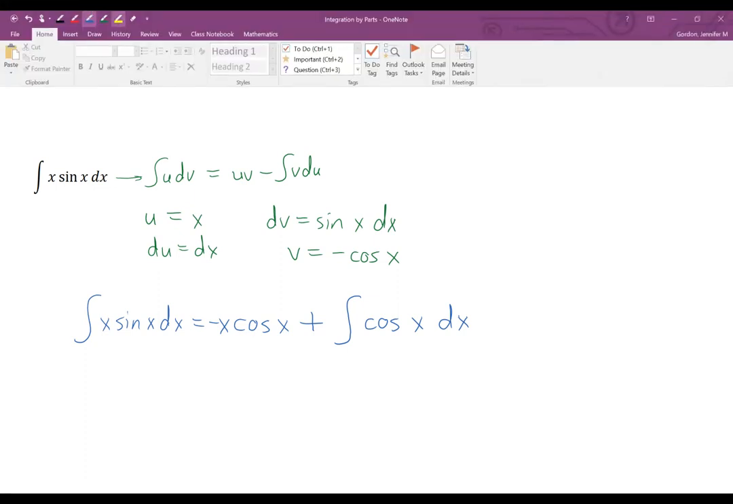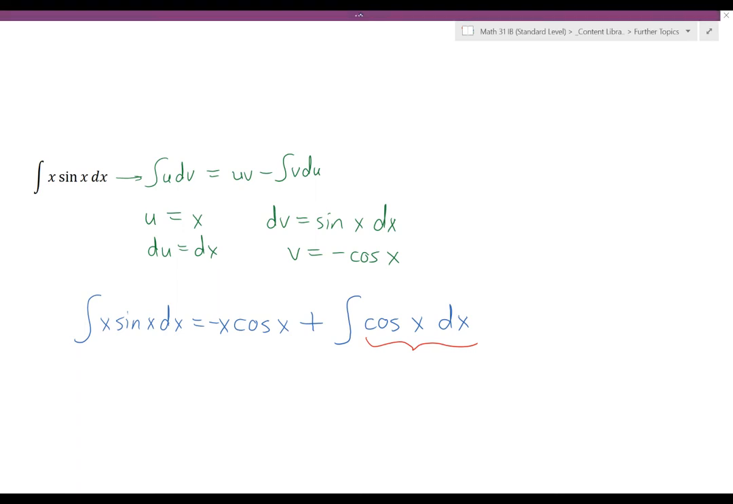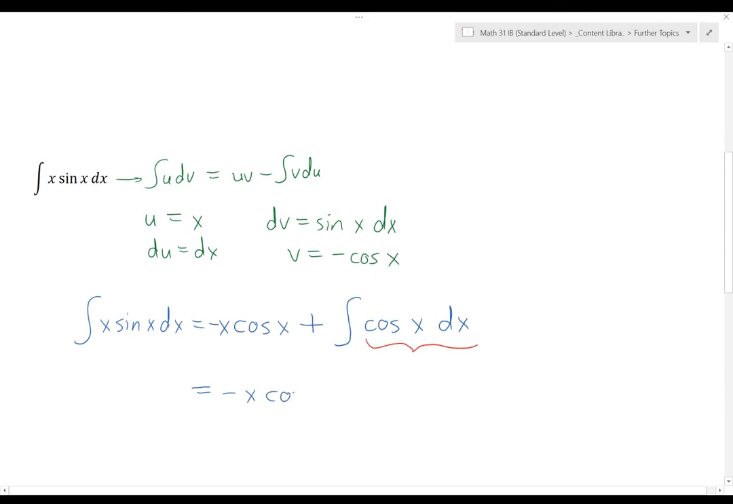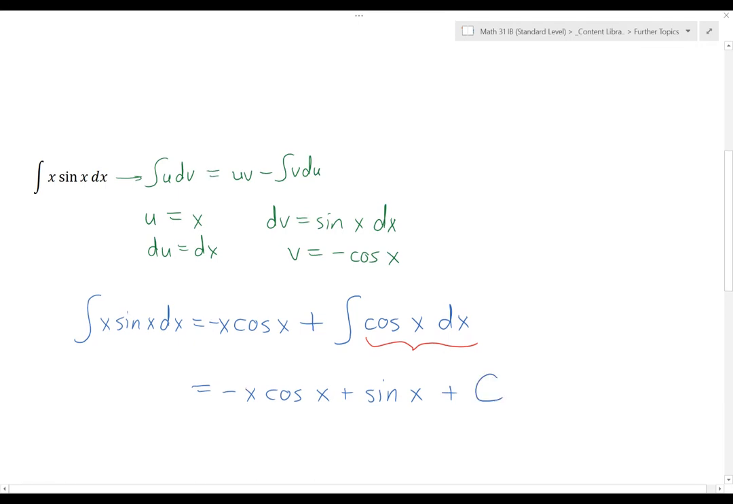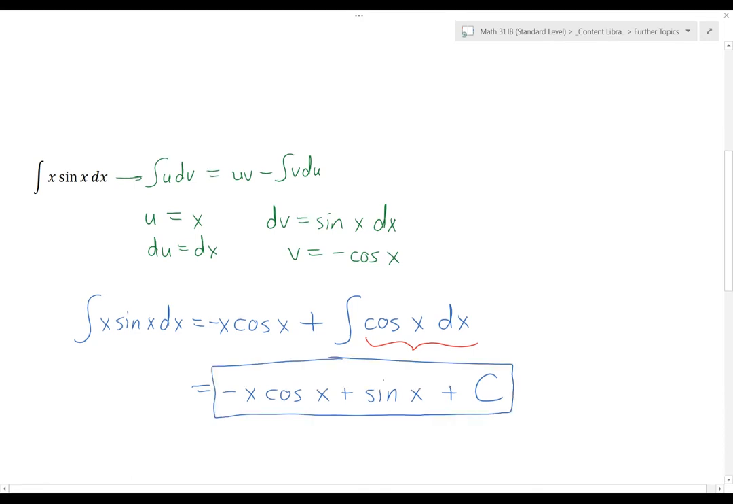Now this new integral is quite a bit easier to deal with because I no longer have a product. That's why it's often very handy if you have a simple power type or polynomial type function, that can be u, because it becomes simpler as we derive it. The antiderivative of cos x is simply sine x, but now I need the general antiderivative, so plus some constant. So the original integral was negative x cos x plus sine x plus some constant. You could verify that this reduces down to x sine x when you derive it.